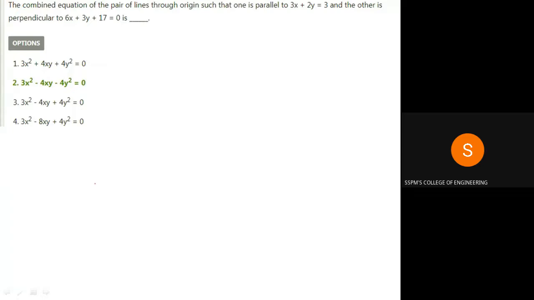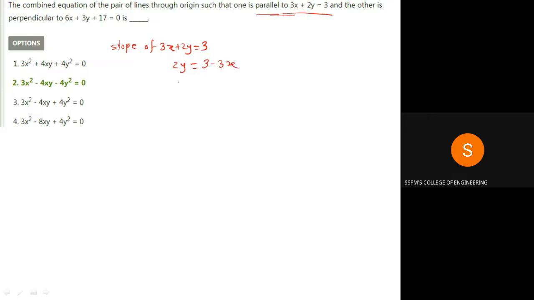Okay, now we will solve this. First we have to find the slope of this line. So what is given here? It is parallel to this line, so the slope will be the same for both lines. So first, let's consider the slope of 3x plus 2y is equal to 3. Then we will represent this equation in the form of y is equal to something. So first, 2y is equal to what? If 3x is taken to the right hand side, it is 3 minus 3x.